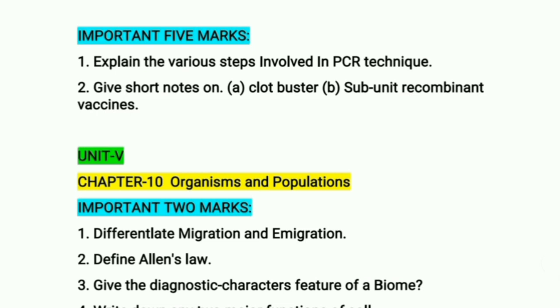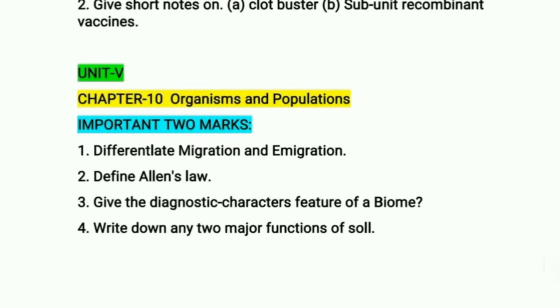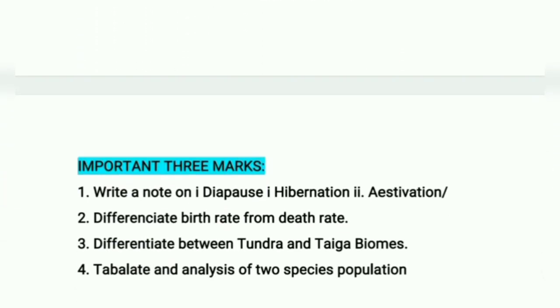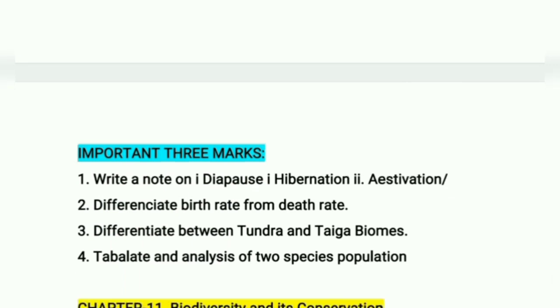Important 2 marks. Differentiate migration and immigration. Define Allen's rule. Give the diagnostic features of a biome. Write down any 2 major functions of soil. Important 3 marks. Write a note on diapause, hibernation, and estivation.